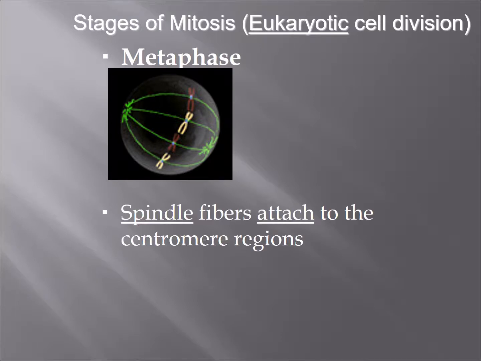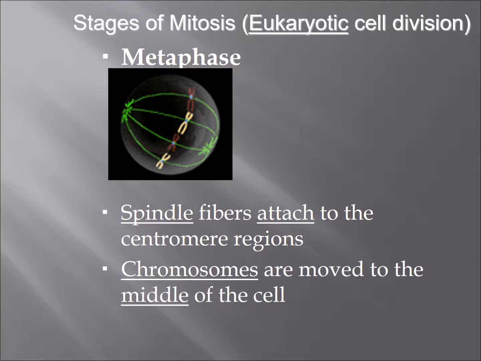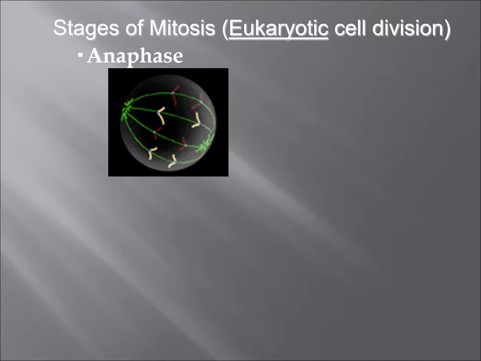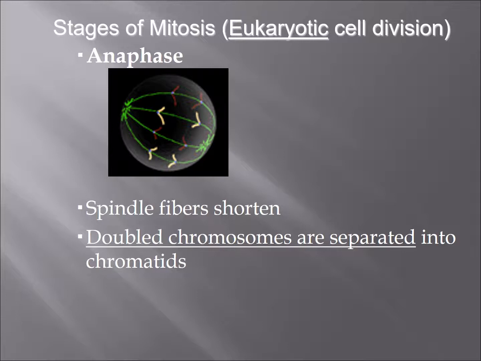Then we go into metaphase. I like to remember this one because M and middle: metaphase. This is when the spindle fibers attach to the centromeres and line the chromosomes across the middle. So you can remember metaphase and middle: chromosomes are moved to the middle of the cell during metaphase. Then we go to anaphase. The spindle fibers shorten, and the chromosomes, the two chromatids, are separated, and we're pulling them out to the sides.